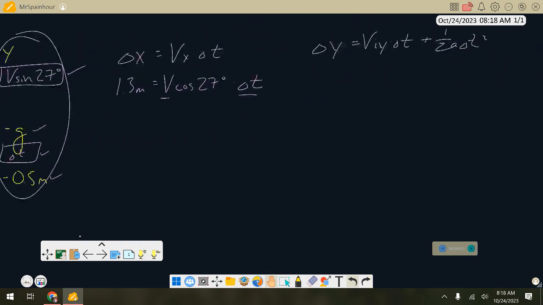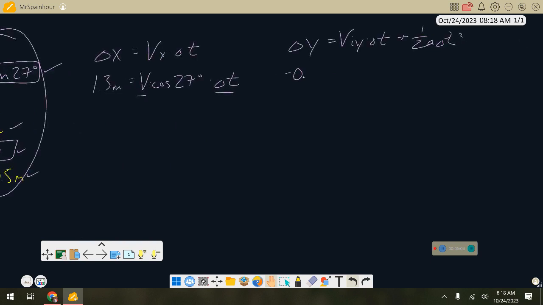So we'll plug in. Delta y is negative 0.5 meters. V_iy is V times sine of 27. Don't forget, V and V_iy are not the same. Delta t we don't know. Plus 1/2 times negative g times delta t squared.